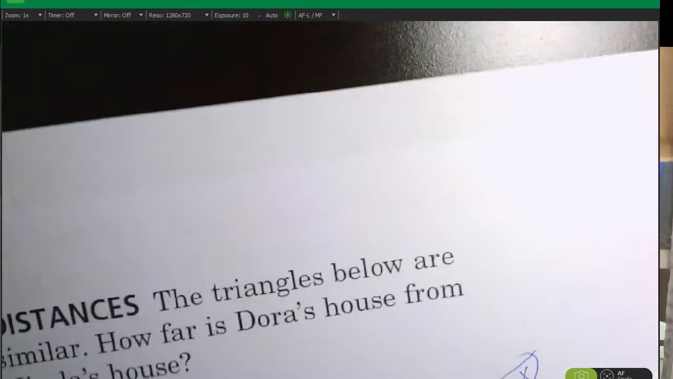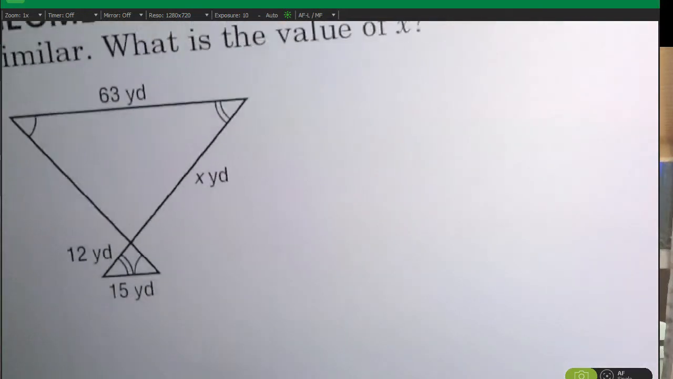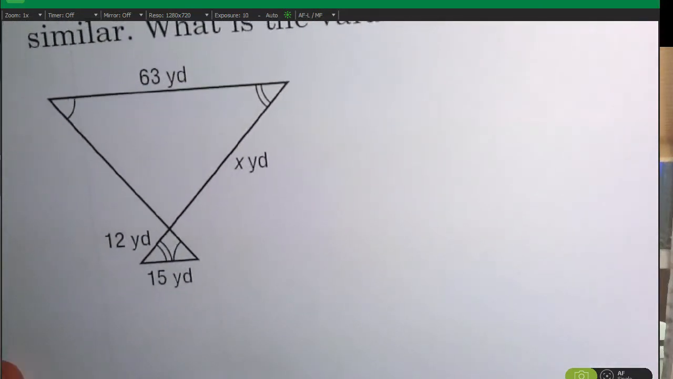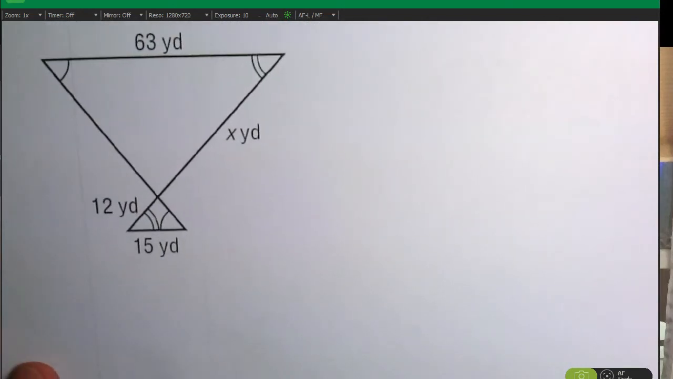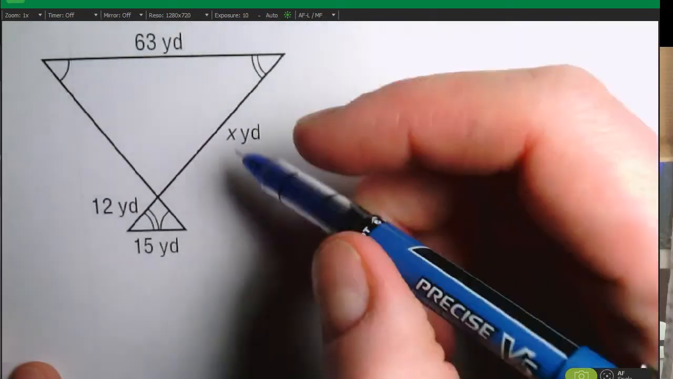Okay, last problem real quick then. Probably the easiest one actually we're going to look at. These two triangles are similar. This is number 1 on the worksheet. The question is, what's the value of x? Well, they've given you the markings.